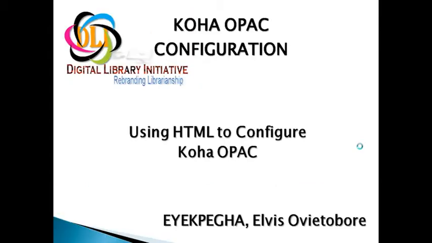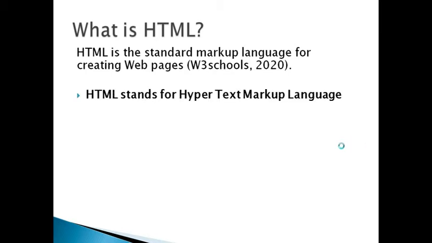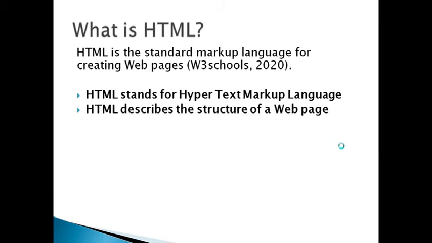In this video we are going to be looking at Koha OPAC configuration. Now we want to see how we use HTML to configure the online public access catalog of Koha Integrated Library Management System. So what is HTML? HTML is the standard markup language for creating web pages, that is according to W3 Schools. Now HTML stands for Hypertext Markup Language.